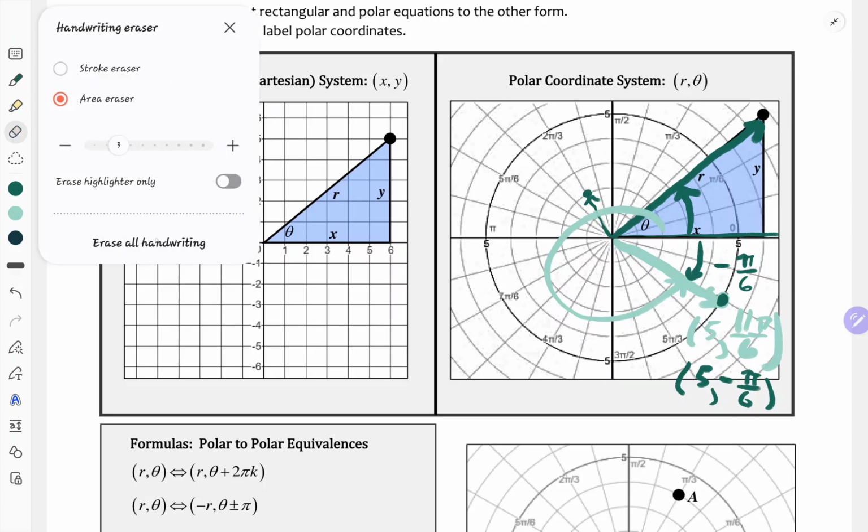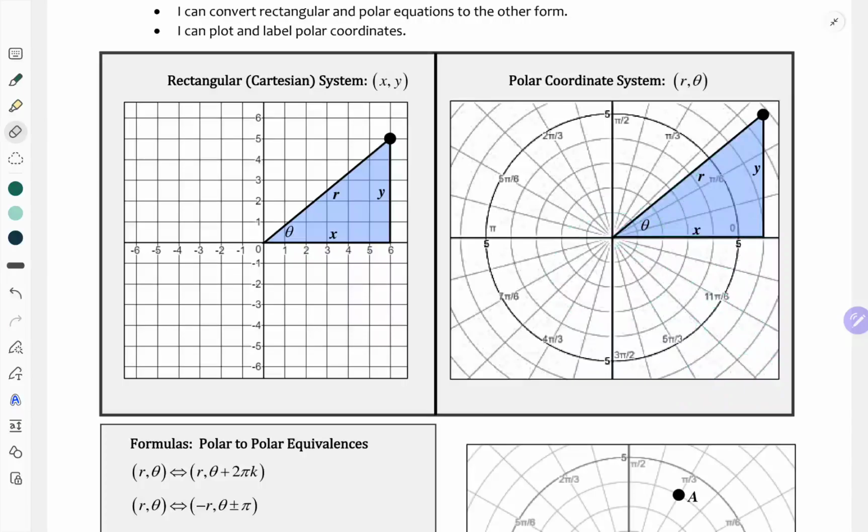All right, I'm going to go ahead and erase all that stuff, and we'll talk about negative r's next. So negative r's, this is going to be something where, let's say, I want to graph this point. Let's say we'll use 5 again. 5, comma, 5 pi over 6. So that's the point I want to graph.